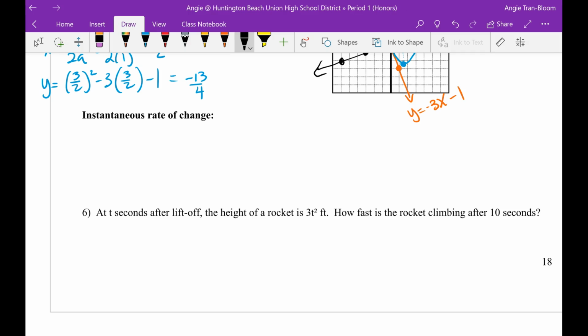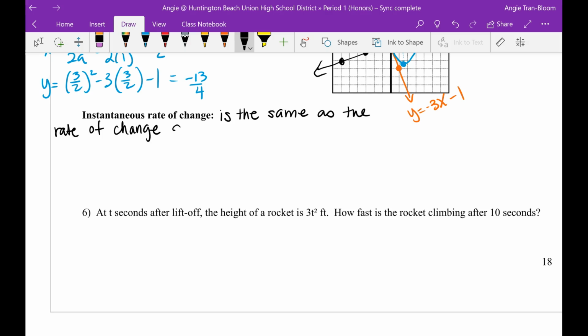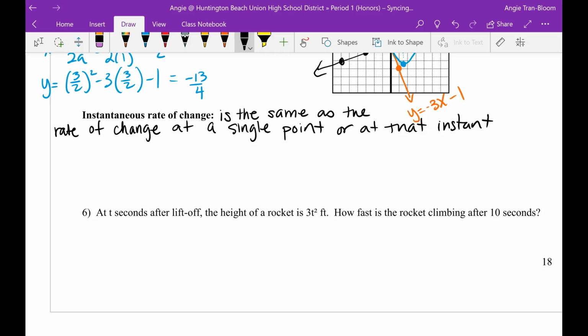So in that instance, we have done this already, just not with application. So instantaneous rate of change is the rate at that one point. Because it's going to be dealing with application, you're going to see that it's at that one particular time, okay? So instantaneous rate of change is the same as the rate of change at a single point, okay? Or at that instant of time, okay?